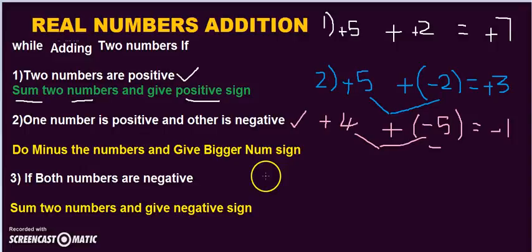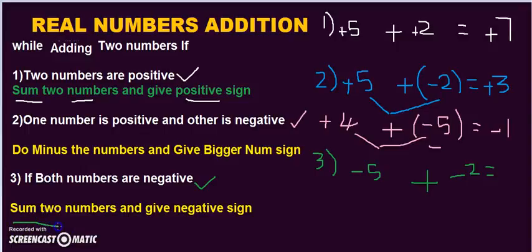Now I'm coming to the third case. So what is the third case? If both numbers are negative. When you have both numbers negative, so minus 5, I am adding with minus 2. So what is the result? What do you have to do?